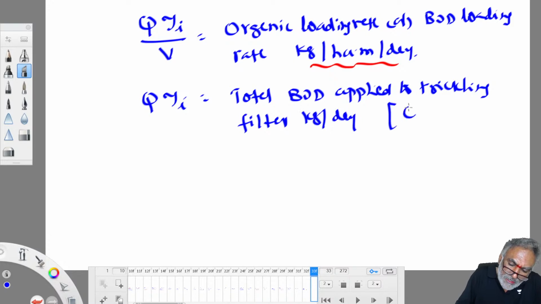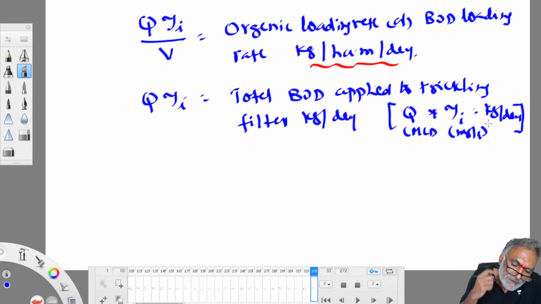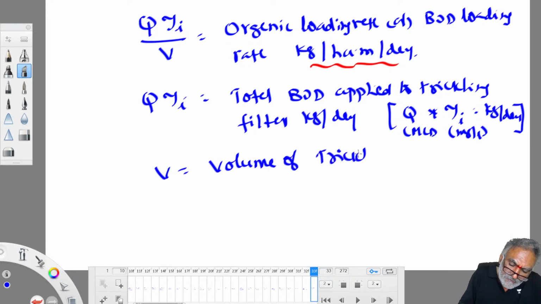How to get this in kilogram per day? Substitute Q in MLD and YI in milligram per liter, then automatically this product will give the answer in kilogram per day. Understood? And V is known as volume of trickling filter. Which unit system is there? Hectometer. Hectometer is the unit for volume.